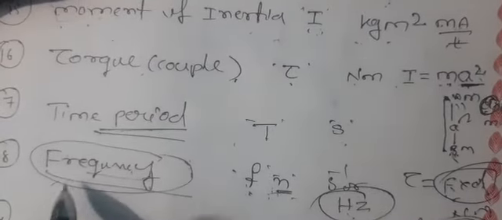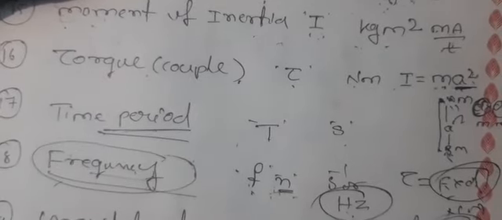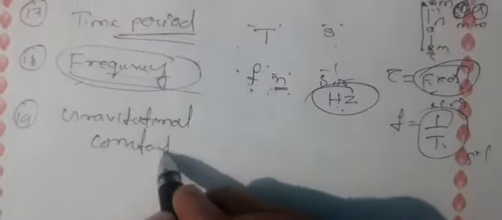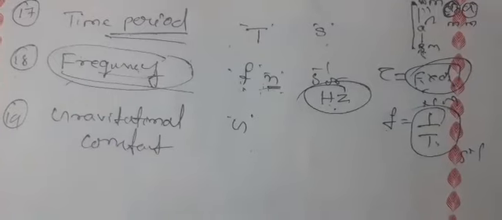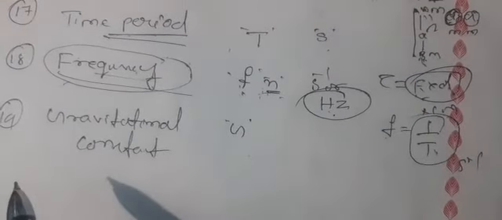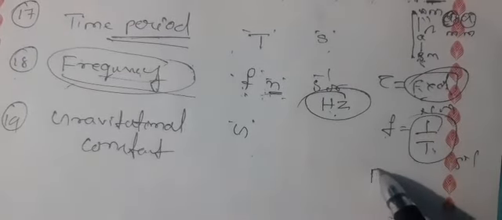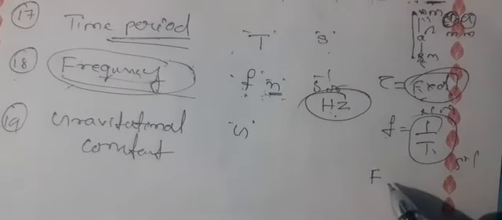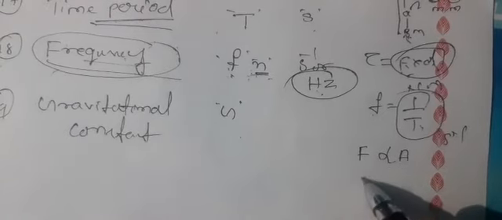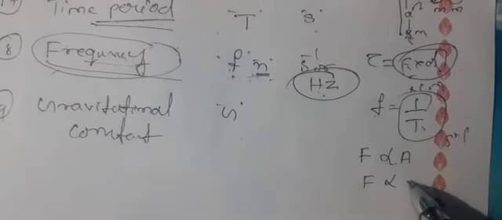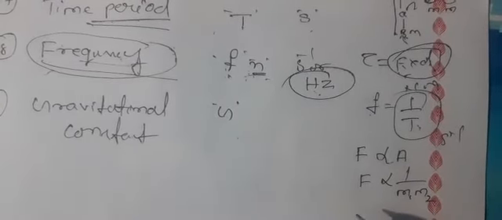Next, the 19th one is gravitational constant. The symbol is capital G. How do we define the gravitational constant? F is called the gravitational force. The gravitational force is inversely proportional to the square of the distance, and directly proportional to the product of the masses, M1 and M2.